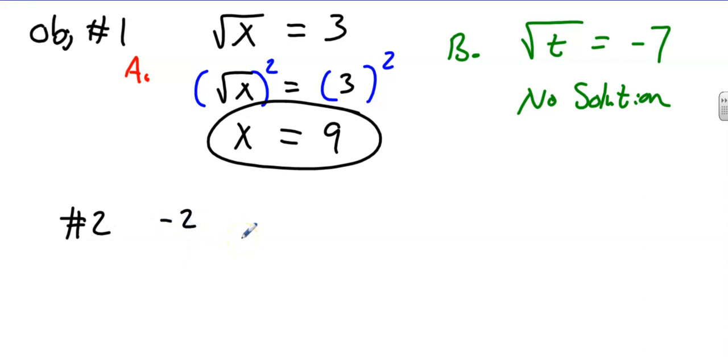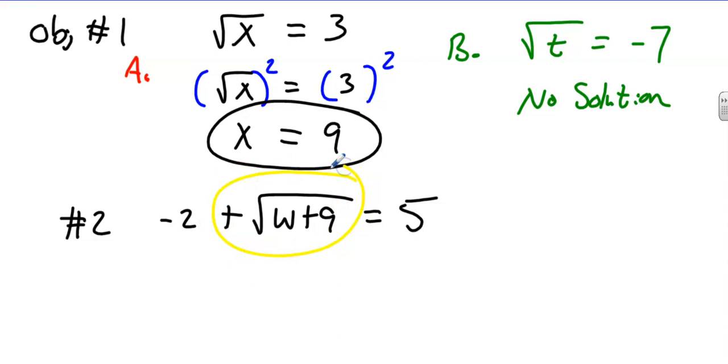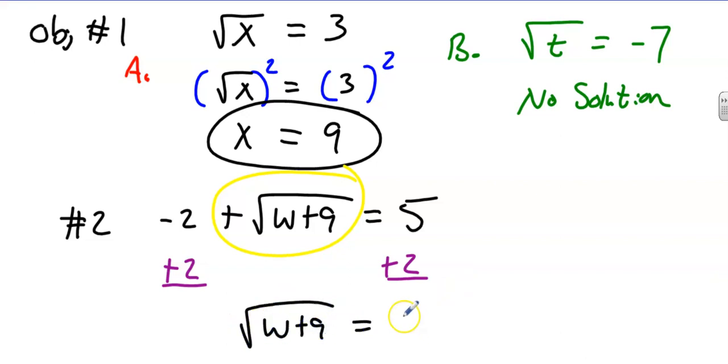Okay, objective 2. Here's where they actually make you do a little bit of work. We have -2 plus the square root of w plus 9 equals 5. Same thing we did before: we're going to get the square root all by itself, so we keep this part over here and get rid of the -2. Since it's -2 plus this, to fix that we add 2 to both sides, and then we have the square root of w plus 9 equals 7.